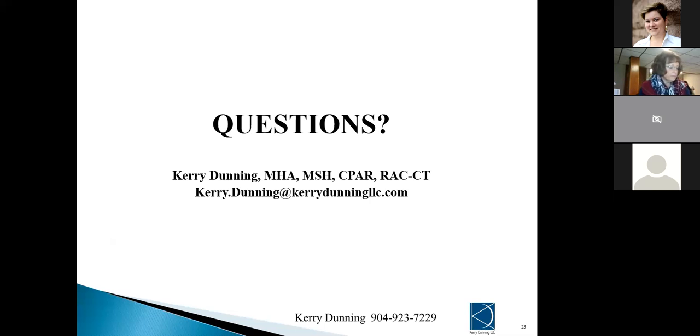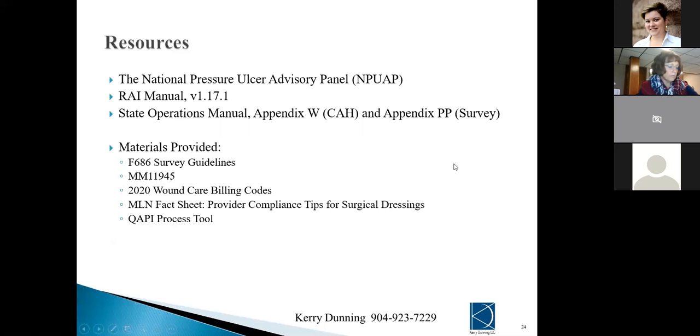There are plenty of references in the resources. We've listed all the main ones at the top, and then we've provided some materials down on that second list. And these are the starting points. If you use those first 3, plus a copy of the MDS, which is actually in the RAI manual, you're going to be as ready as you can be for a survey team, whether it's state or federal.